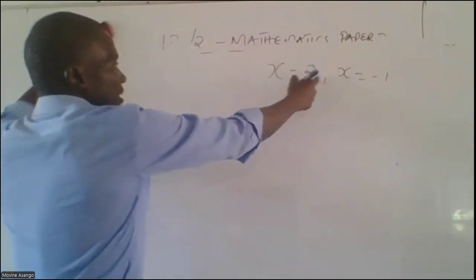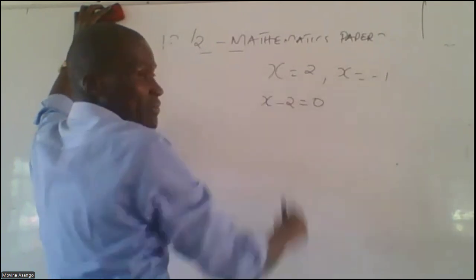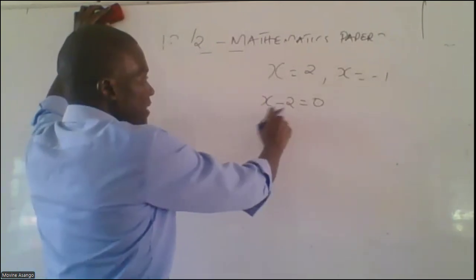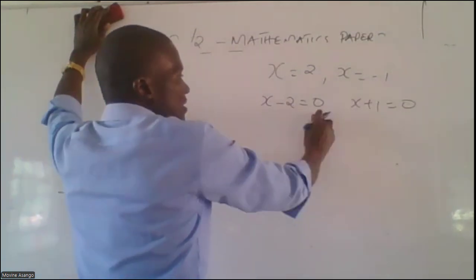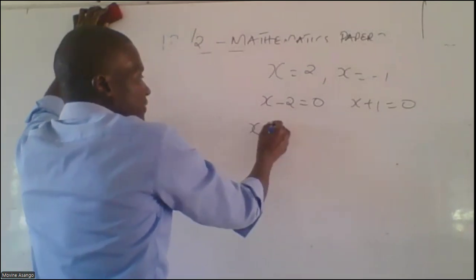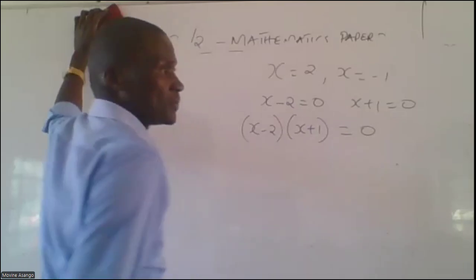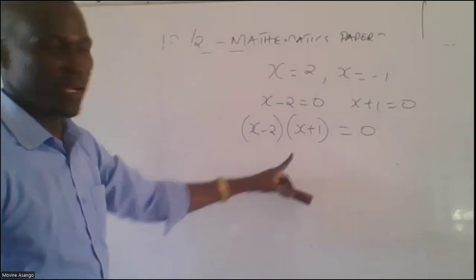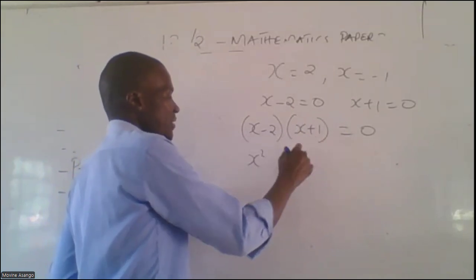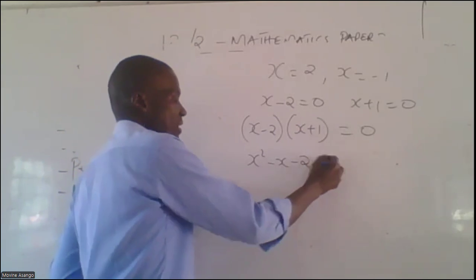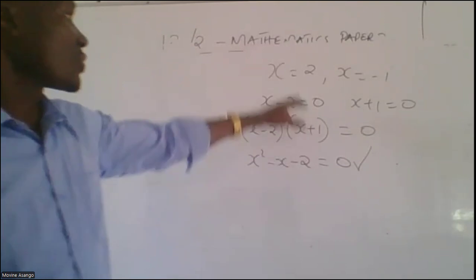This is very simple. Just reorganize this equation and say this is x minus 2 is equals to 0. Of course, if you bring 2 onto the left, we'll have x minus 2 is equals to 0. Here we'll have x plus 1 is equals to 0. So this one is 0 and this one is also 0, meaning if I multiply the 2 of them, I will get 0. So in the process of now opening these brackets, we'll have x squared, then this will be x minus 2x, which is just minus x minus 2 is equals to 0. So this becomes the quadratic equation whose roots have been given.